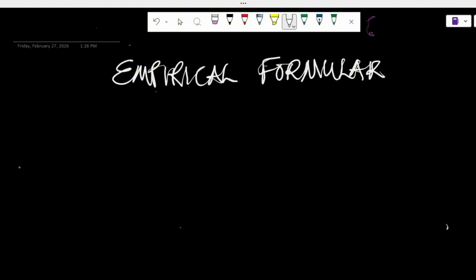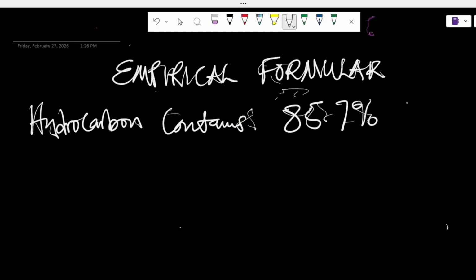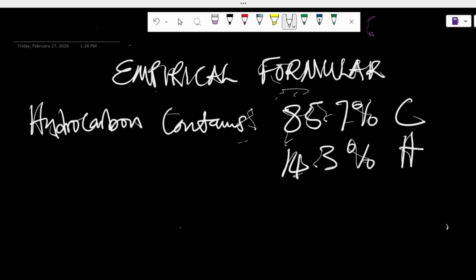A hydrocarbon contains, let's say, 85.7% carbon and 14.3% hydrogen. So how do you find the empirical formula for these two elements?